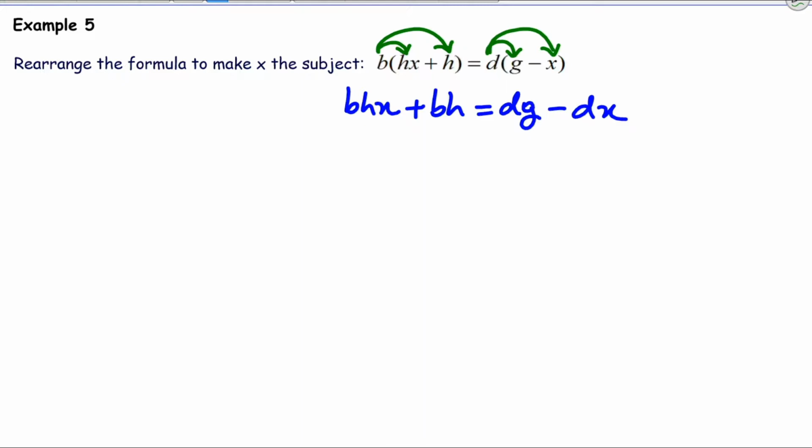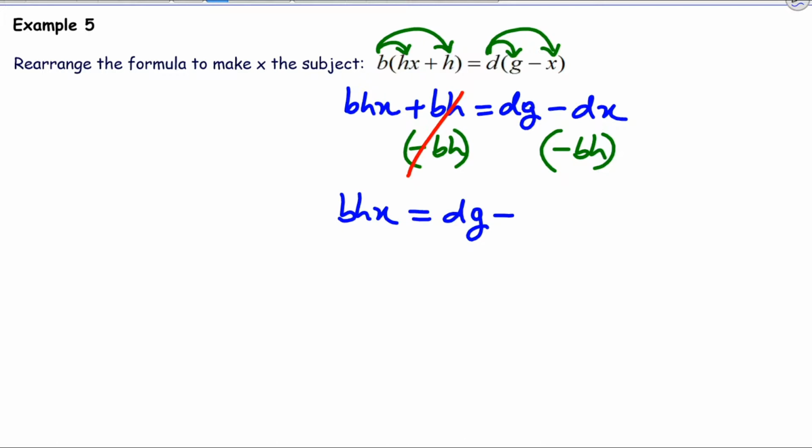The next step is getting rid of BH, so minus BH minus BH. BH minus BH will be 0, so you'll be left with BHX will be equal to DG minus DX minus BH.